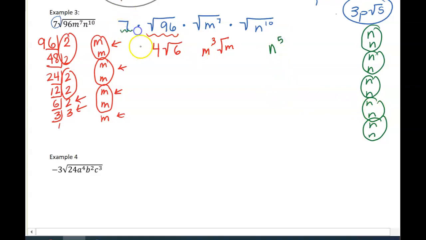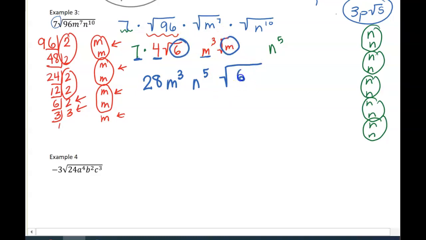And don't forget about this 7 here. The hard part's done. Now all we're going to do is put what's on the outside together and what's on the inside together. We have a 7 on the outside and a 4, so 7 times 4 is 28. We have an m cubed on the outside and an n to the 5th on the outside. Then we have the square root of a 6 and an m. And this will be your final answer.